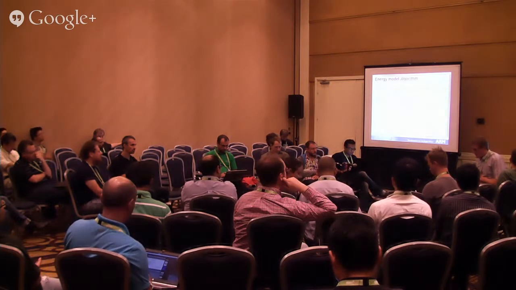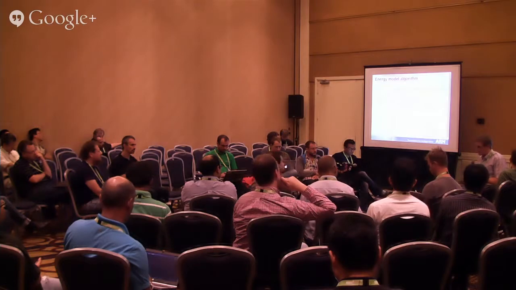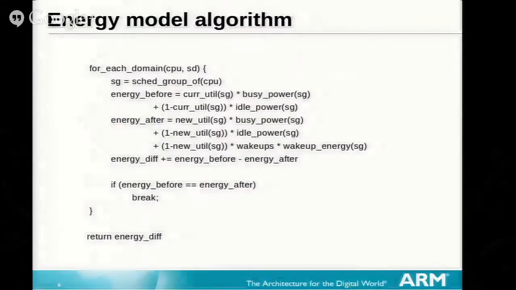So the basic algorithm that's in the scheduler to figure out what is the energy consumption. In the scheduler, for most decisions, we don't really care about what is the absolute energy consumption. Actually, what we want to know is if we want to move a task from one CPU to another, is this making the situation better or worse? So it's actually just the difference. We want to know, is it positive or negative?